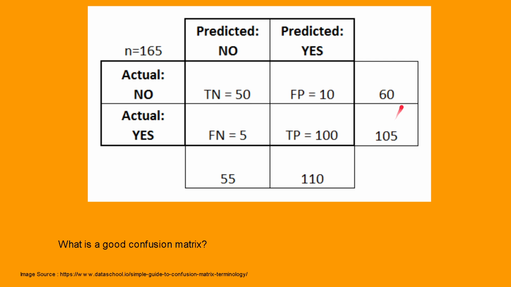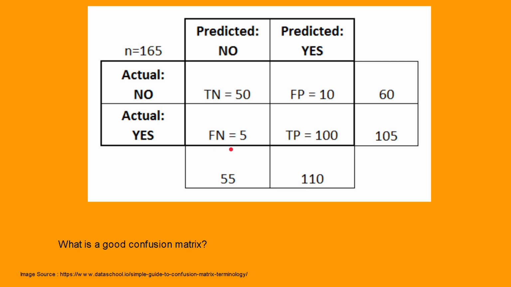Here we have 60 persons without cancer, out of which 50 are correctly predicted, the true negatives, and the other 10 are false positives. Similarly, here we have 105 people who have cancer. That is this row, which represents those people who have cancer. Out of them, we predicted 100 correctly, that is true positives, and 5 are incorrectly predicted.